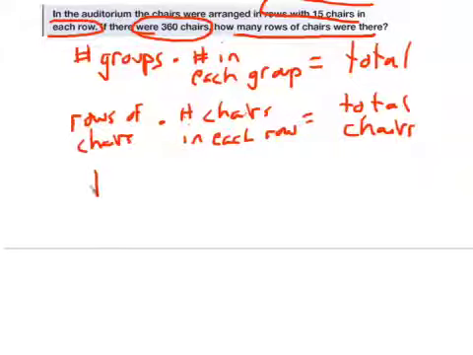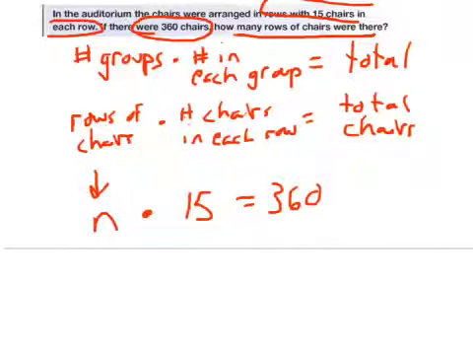So instead of rows of chairs, I have to look for what I know. Do I know the rows of chairs? Well, I know there's 15 chairs in each row. I know there's 360 chairs, and then it says how many rows of chairs, so I don't know that. So I'm going to put a variable times the number of chairs in each row. They told me that. That's 15. And that has to equal my total chairs. We know that. That's 360.